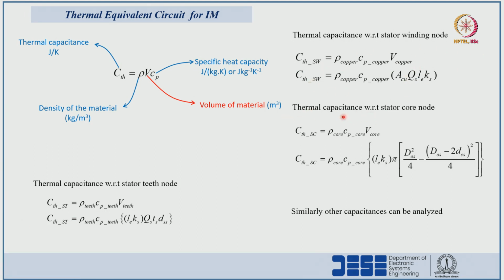And the same way, thermal capacitance with respect to the stator core node also we can calculate here, and thermal capacitance with respect to the stator teeth node also we can see here. Here Ks represents the stacking factor. Generally if we incorporate the radial ducts, then this stacking factor will come down, otherwise we can always consider it is 1.